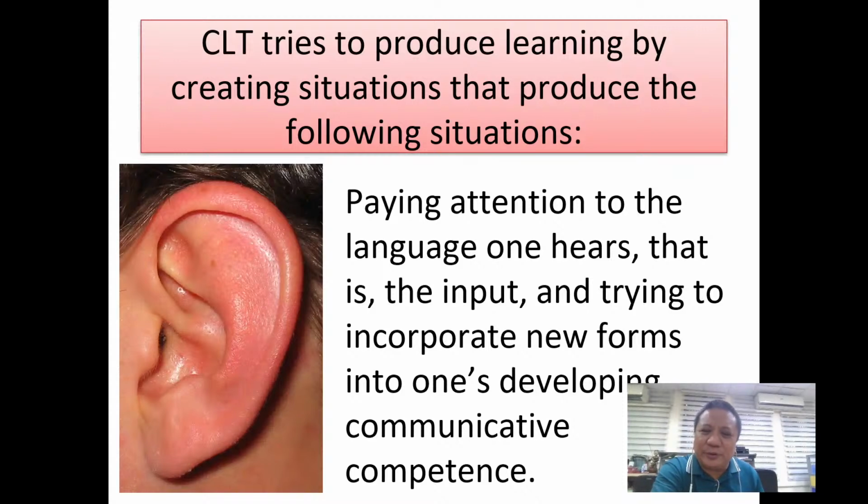So I took those new forms that I learned and I incorporated them into my communicative competence. So I said to the child, Ich bin Andy. Okay, so I paid attention to the language that I heard from the child, and I incorporated this new form called Ich bin, and I used it to introduce myself. Ich bin Andy. So that's the idea of paying attention to the language that you hear and trying to incorporate new forms into your developing communicative competence.